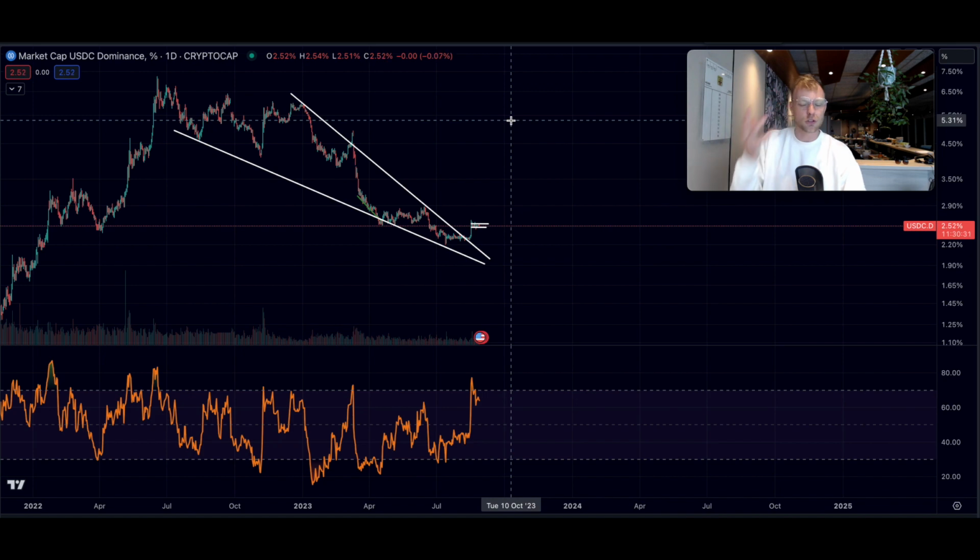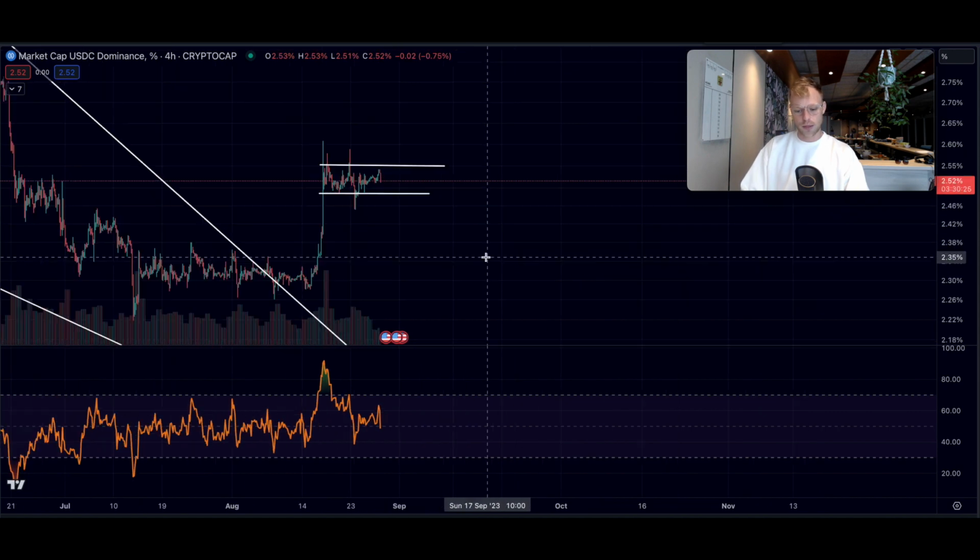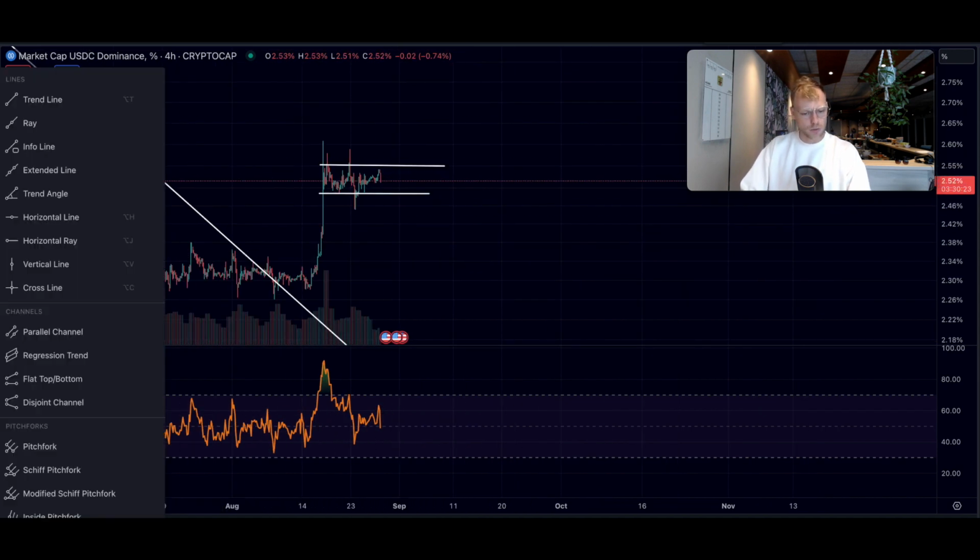So that is something to just keep in mind. But nevertheless, this one is also looking kind of bullish. And when we look at the shorter time frame, I might not draw this really well, but it looks like we have a flag formation.